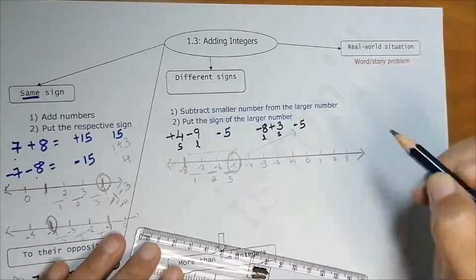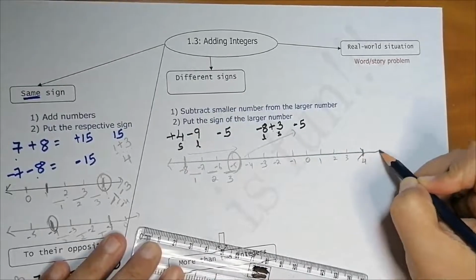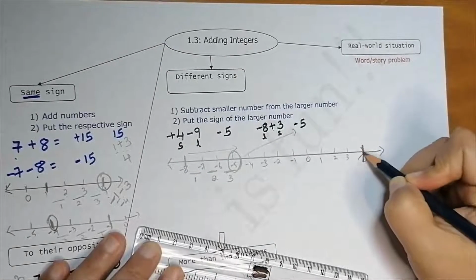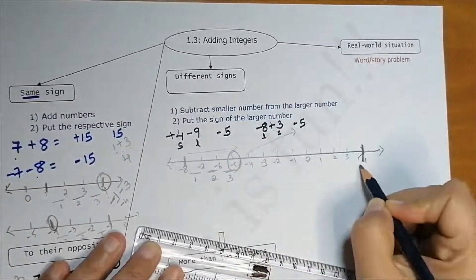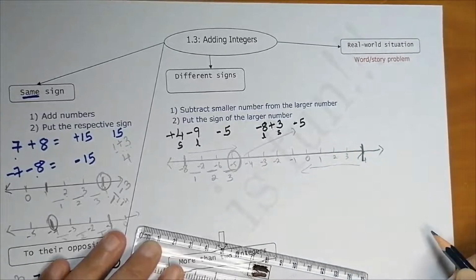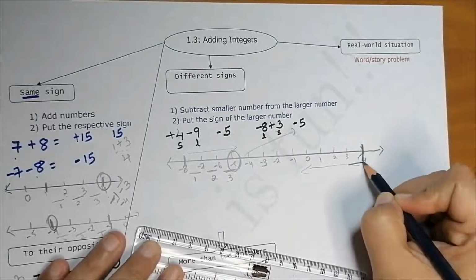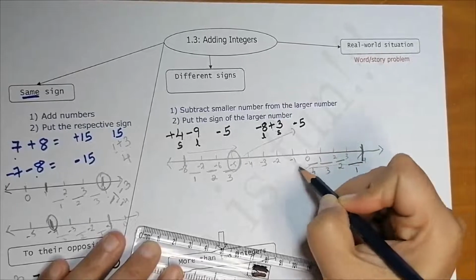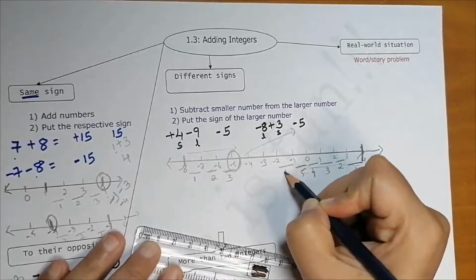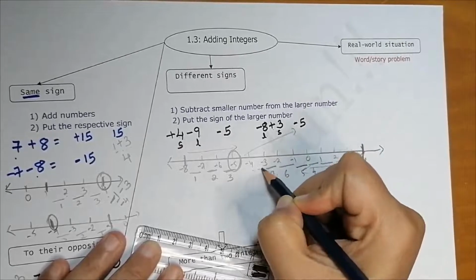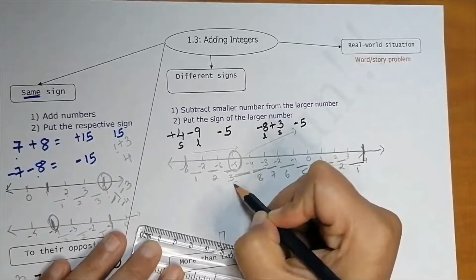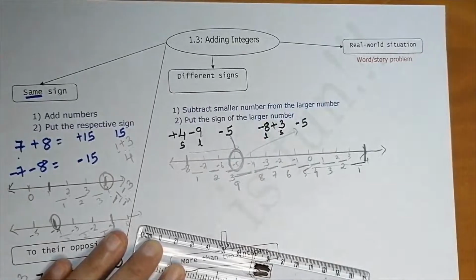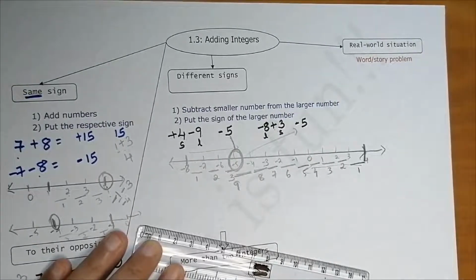Let's do this one. Okay, so this will be our 4 here. So this is plus 4. So we will start here, plus 4. Then it says minus 9. So we will go in this direction, the left direction, right? So this is unit 1, this is 2, this is 3, this is 4, this is 5, this is 6, this is 7, this is 8, and this is 9. Again, we are here at minus 5. Okay, so this is how you do it on a number line.